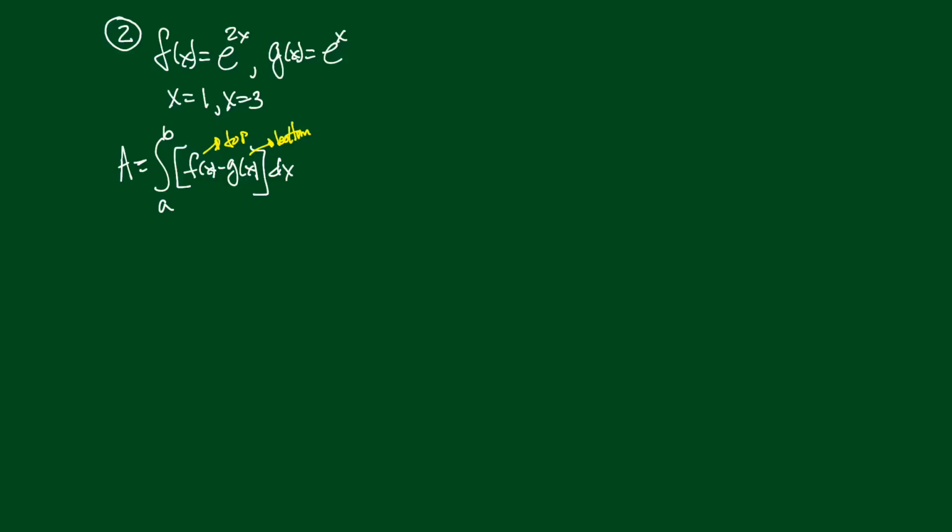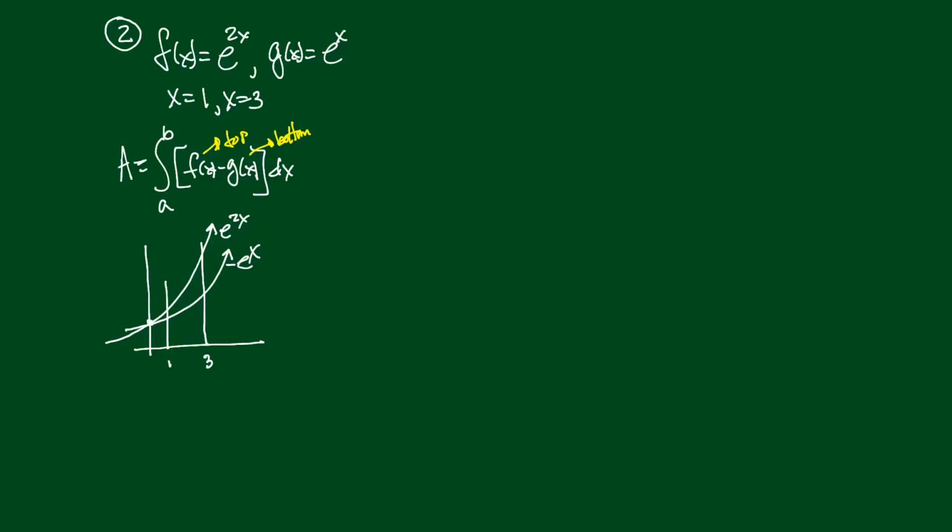So I'm going to make a quick sketch of these. They both cross at 1, right? So here's just e to the x. And e to the 2x is going to grow more quickly. And we want to go between 1 and 3.